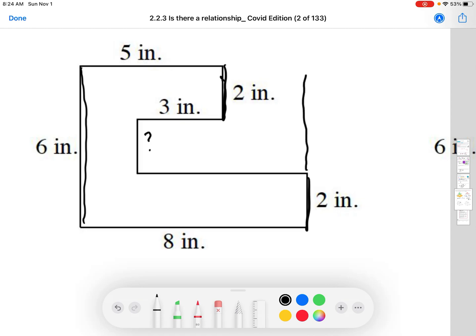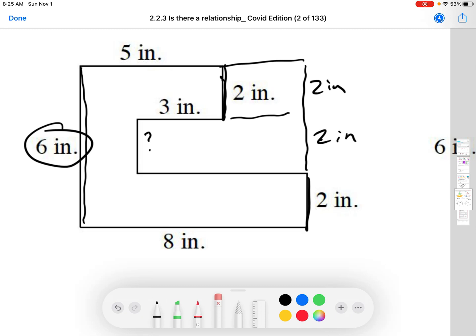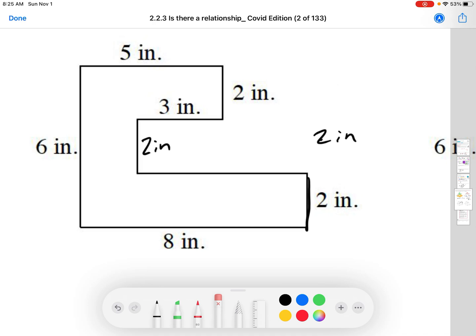Again, if I were to extend this like this, I find that this piece is 2 inches, but the whole thing is 6, so this must be 2 inches. That makes that middle piece right here 2 inches. Okay, again, I went quickly through that because we've started to kind of talk about or break some of that down, right?